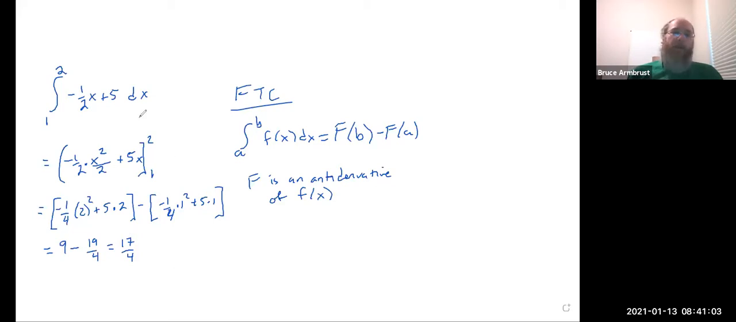So even if you don't have something nice geometrically, like this was a nice shape, but it was because it was a line. But even if you don't, all you have to do is get an antiderivative and you're good to go.